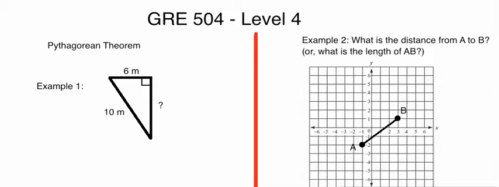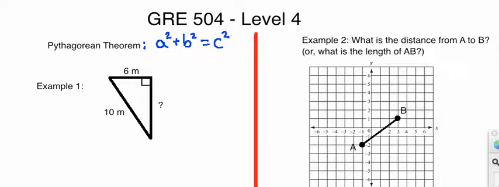Level 4 of GRE 504 is all about using the Pythagorean Theorem and using the distance formula. Now, the distance formula, which I'll give you in a minute, comes straight from the Pythagorean Theorem. So it makes sense then that we're going to learn the Pythagorean Theorem first. So our Pythagorean Theorem, most of you have probably heard it thrown around. A squared plus b squared equals c squared.